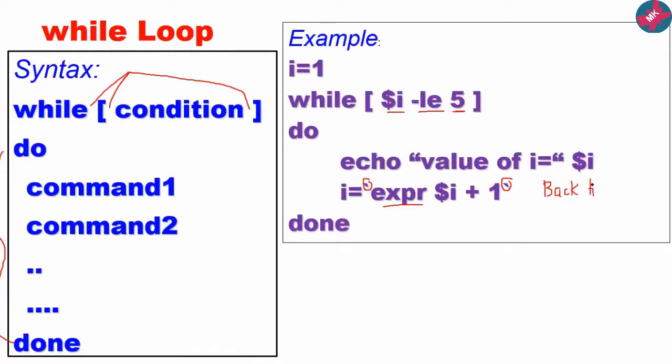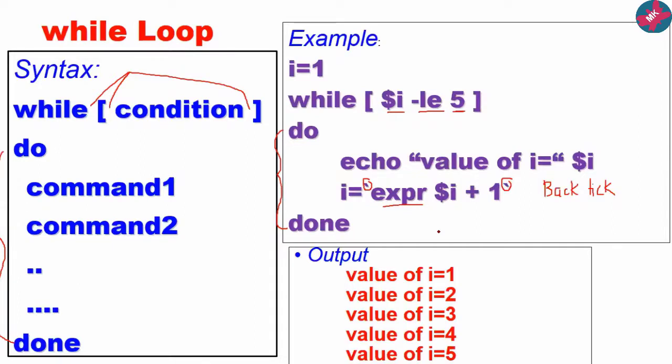So in this statement, the value of i will be incremented. And then what will be the output of this? Let us check the output. Here observe the value of y will go on incrementing. So this is only one syntax of the while statement.